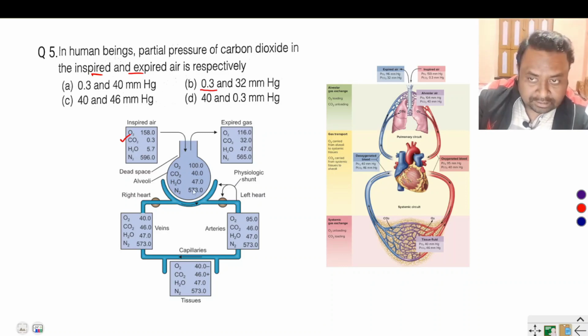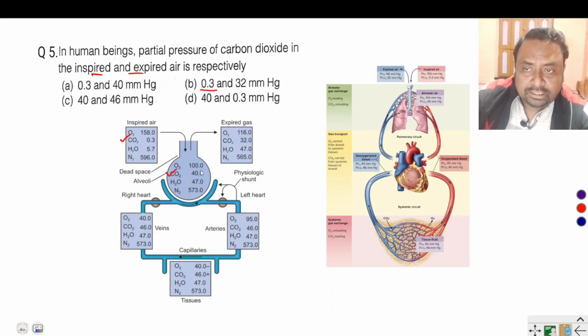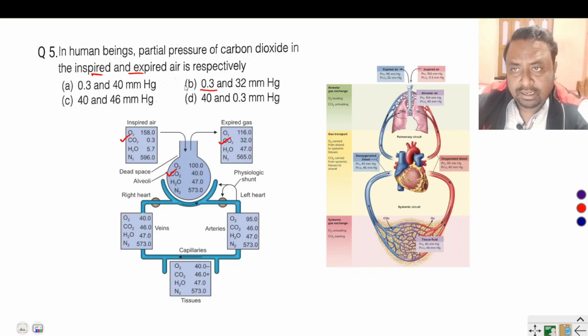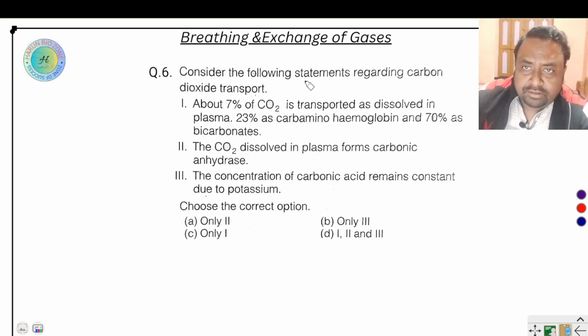But in the lung alveoli, the PCO2 is 40 millimeter mercury. So there is a high concentration in the alveoli and a low concentration in the atmosphere, so the CO2 is removed by normal diffusion, expired from the lung alveoli to the atmosphere. Clear? So here the right answer is B.